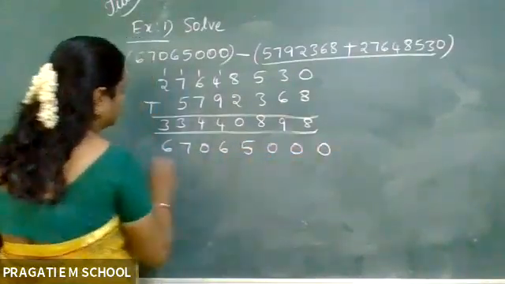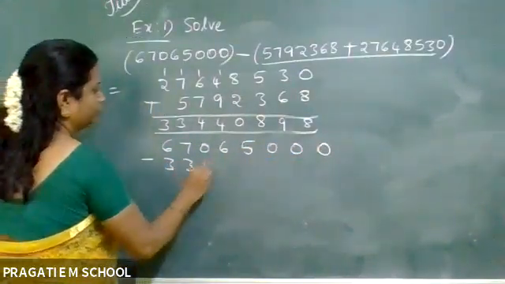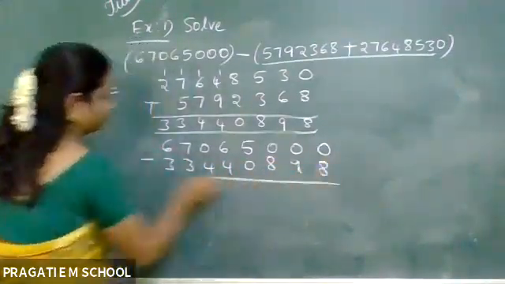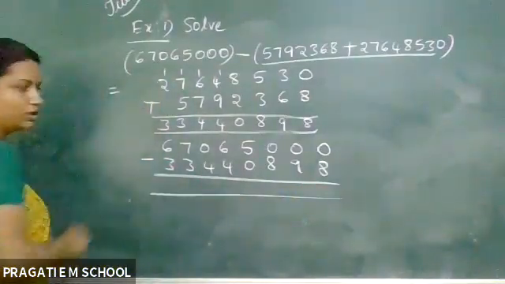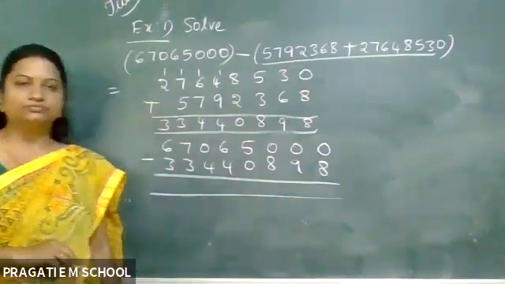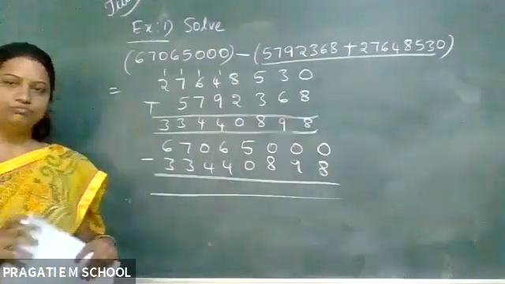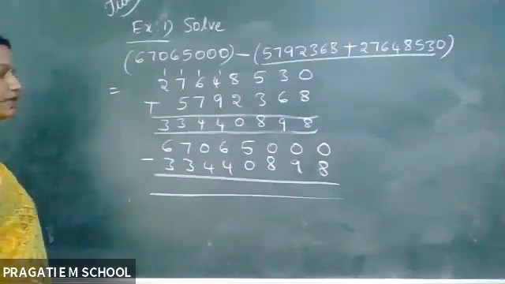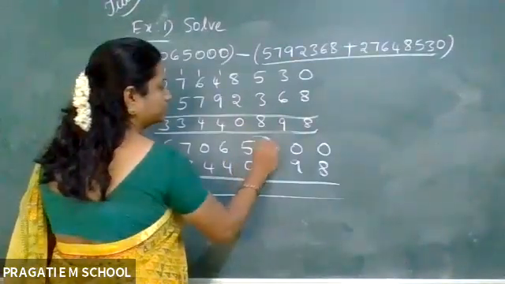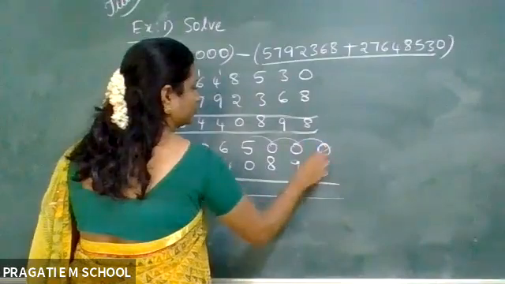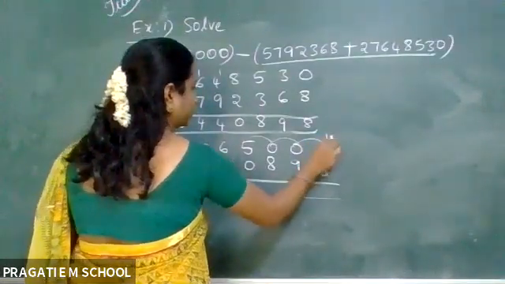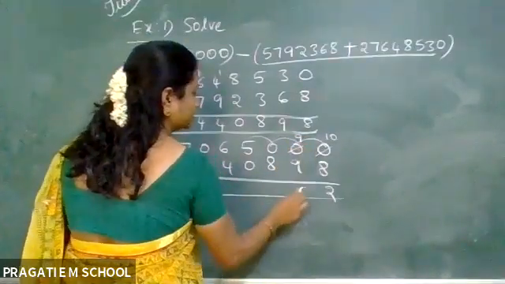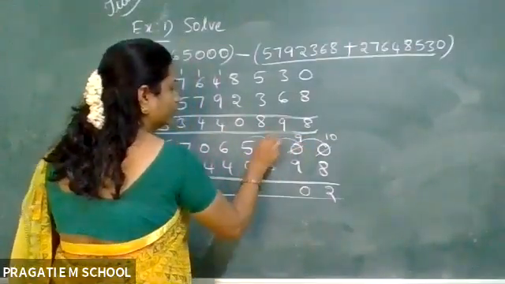6706500, and you have to do the subtraction 33440898. We have to do the subtraction, children. Fine. We have to do the subtraction here. So go for the borrowing subtraction, because we cannot do 0 - 8. So 10 - 8, 2, and here we are left with 9. 9 - 9, we have 0. Again we are left with 9.